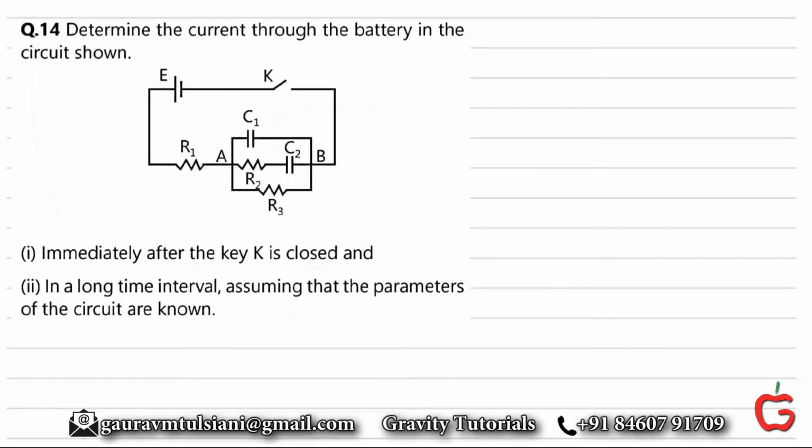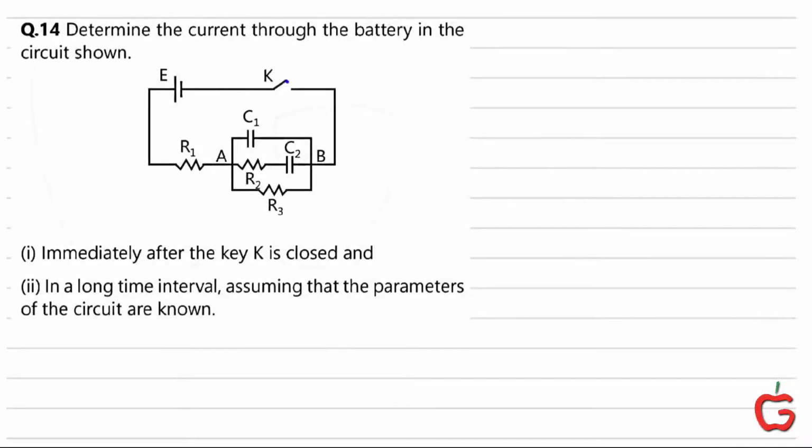Determine the current through the battery in the circuit. First case, immediately after the key is closed. So immediately after the key is closed, the capacitors are not charged yet. So the current flows through all the branches.